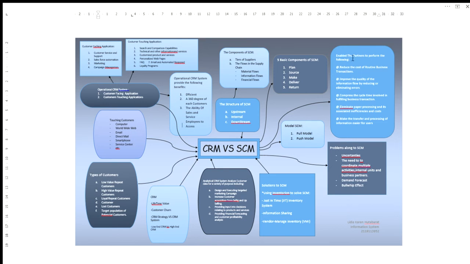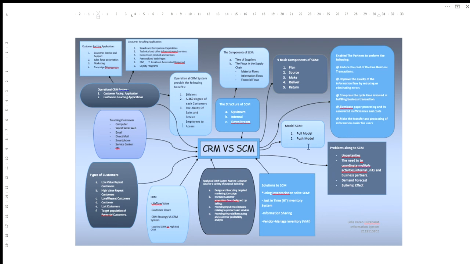Next, SCM enables the partners to perform the following. One, reduce the cost of routine business transactions. Two, improve the quality of the information flow by reducing or eliminating errors. Three, compress the cycle time involved in fulfilling business transactions. Four, eliminate paper processing and its associated inefficiencies and costs. Five, make the transfer and processing of information easier for users.